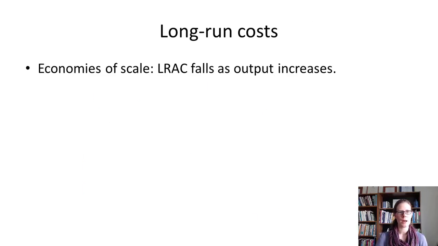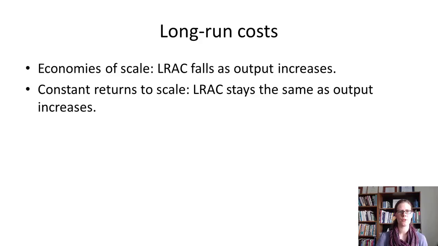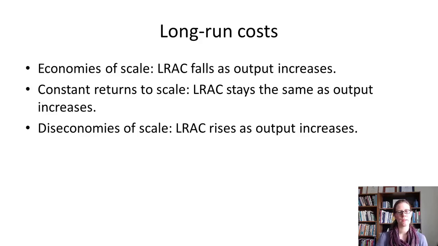Firms experience economies of scale when long-run average costs are falling as output increases, and that tends to happen towards the lower end of output when firms are operating at a relatively small scale. Firms experience constant returns to scale if long-run average costs stay the same as output increases, and firms experience diseconomies of scale if their long-run average costs start rising after some level of output.